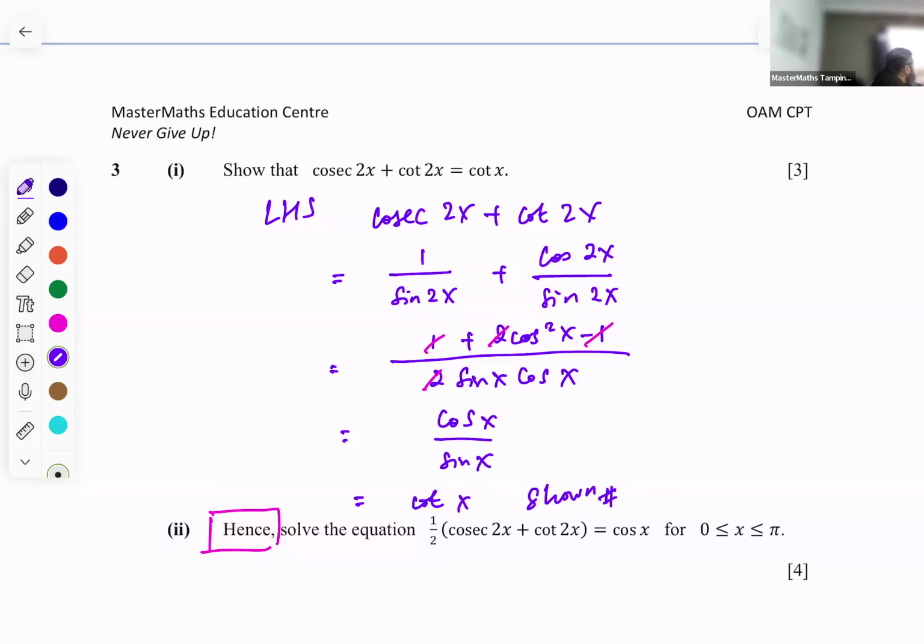1 minus 1 gone, 2 and 2 gone, right? So cosine square, the cosine here, I'll cancel out 1, I'm left with cosine x over sine x, which is cotangent x. Done. Okay?